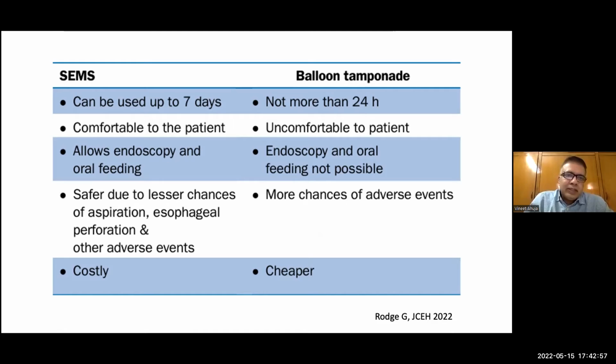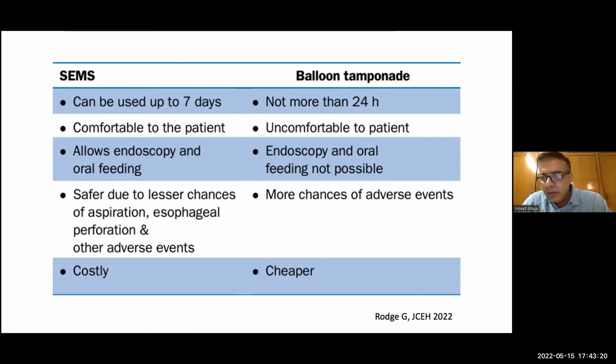So the Danis stent is also a kind of mechanical tamponade, but can be used for up to 7 days. Balloon tamponade not more than 24 hours. SEMS is comfortable for the patient. Balloon tamponade is uncomfortable for the patient. With SEMS, the patient can undergo endoscopy, and it allows oral feeding. With balloon tamponade, all this is not possible. With SEMS, there are lesser chances of aspiration or esophageal perforation, and SEMS is more costly.